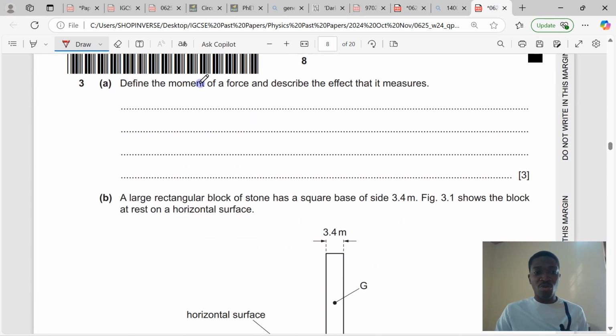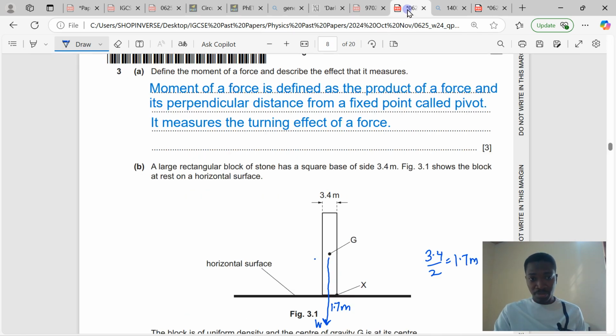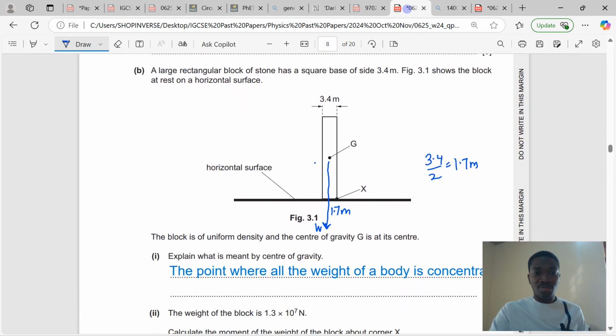Define moments of a force and describe the effect it measures. Moment is a product of a force and its perpendicular distance from a pivot, or a fixed point. And what does it measure? It measures the turning effect of a force.